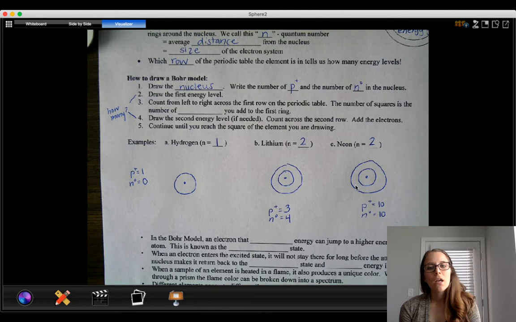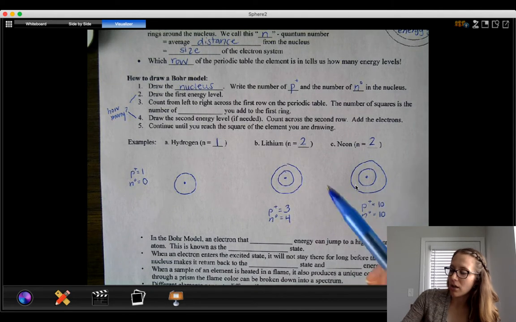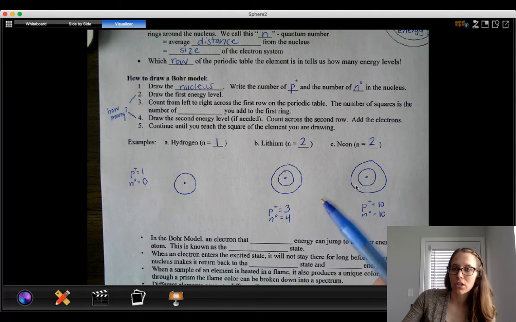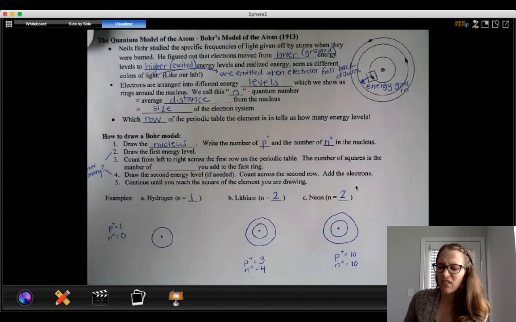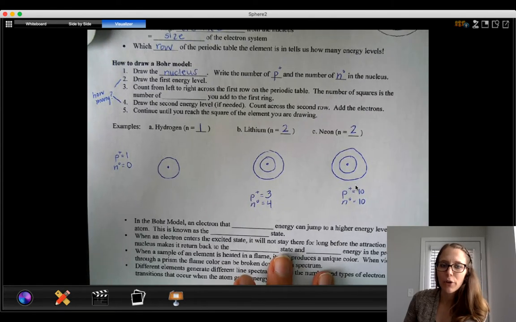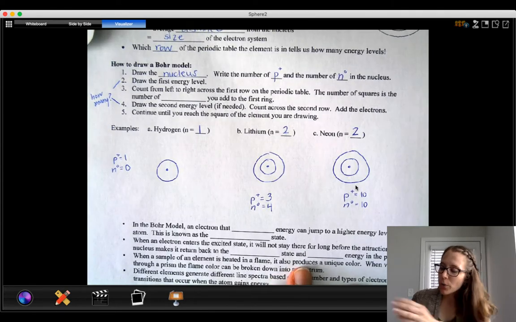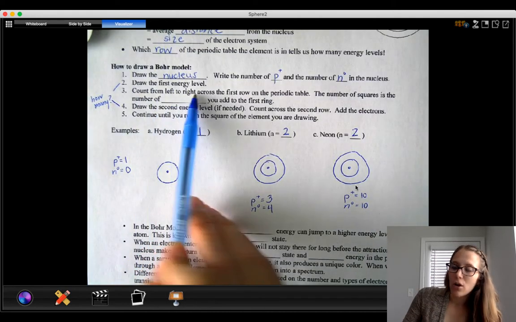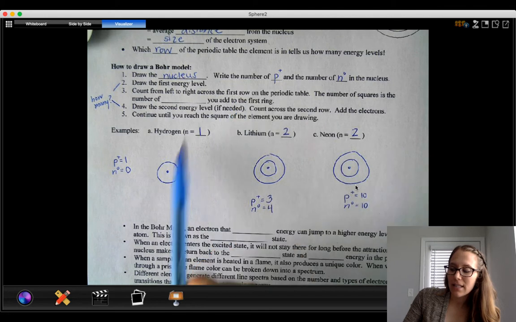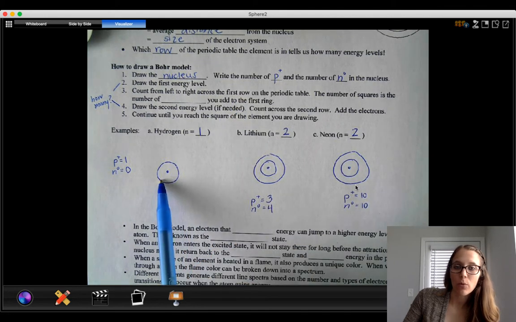Okay. So from there, in order to figure out how many electrons go into each of the rings, and I'm going to draw electrons, you can draw them either as just little dots, like we've drawn up here, or you can draw them as little negative signs, so whichever you prefer. In order to figure out how many electrons we're going to draw, we're going to count from left to right across each row, and that's going to tell us how many electrons go in that ring.